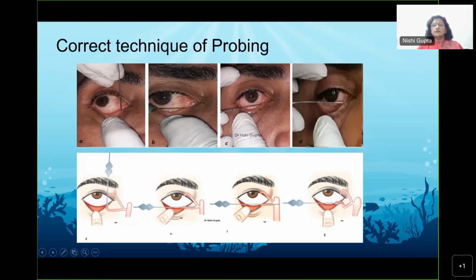What is the false obstruction? If the lid is retracted inferiorly rather than laterally, then there is kinking of the canaliculus, and the probe or cannula will go and hit one of the walls of the canaliculus, and this will lead to a false positive result.